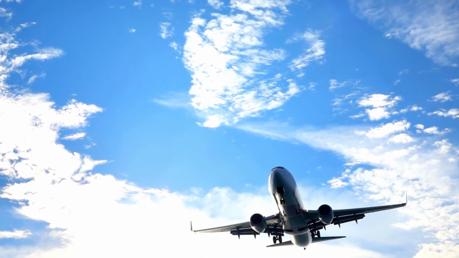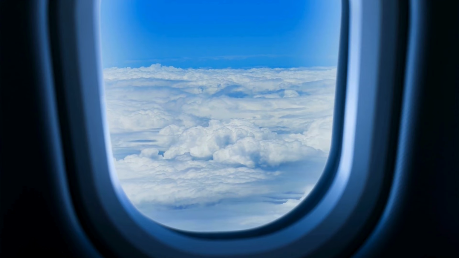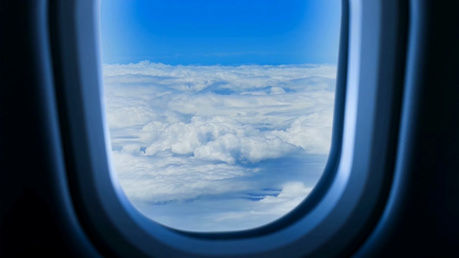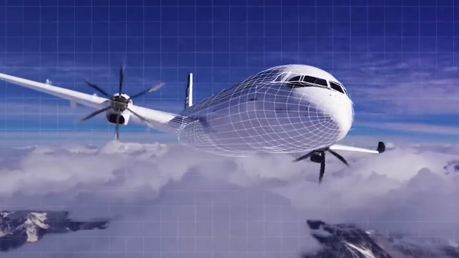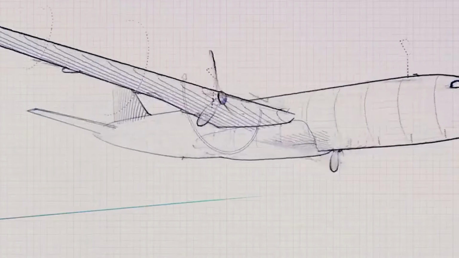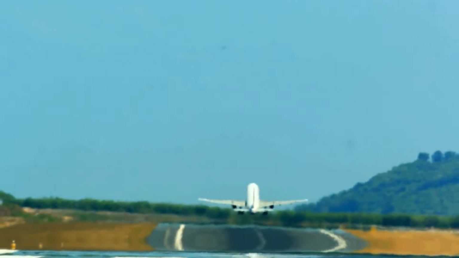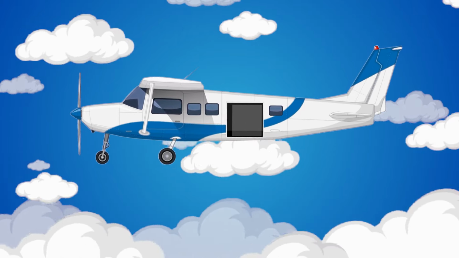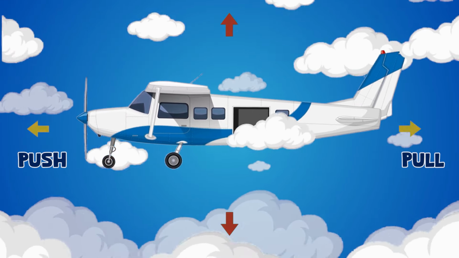But today, we're going to be talking about airplanes. Have you ever traveled on an airplane? And wondered how it flies so high in the sky? Let's learn more about aerodynamics, or the way air moves around things and helps airplanes to fly. The reason why something can move through the air is because of forces. A force is a push or a pull on something to make it move.